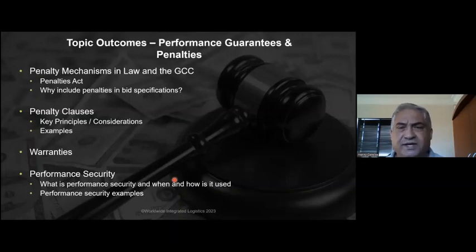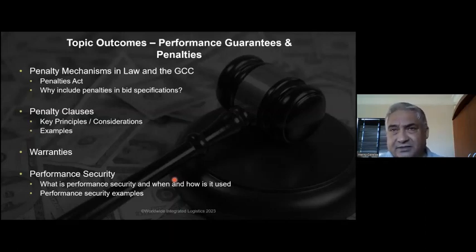Basically, we want to look at the penalty mechanism, some of the penalty clauses and potential penalty clauses that you can include. We touch on warranties. Warranties is another item within the general condition of contract, and then we'll come back to performance securities. And the way we structured this, if you look at the general condition of contract, the performance security is actually first.